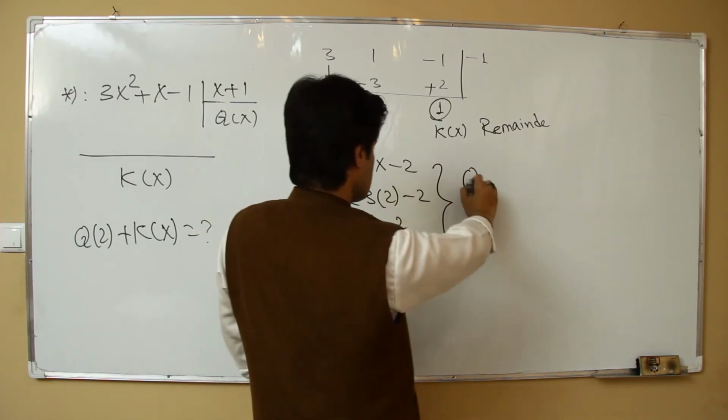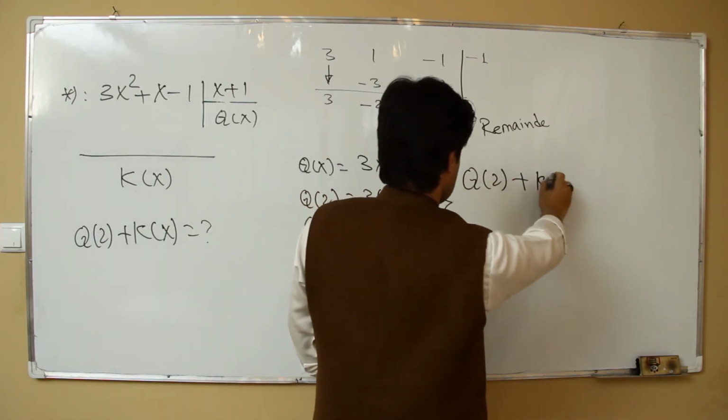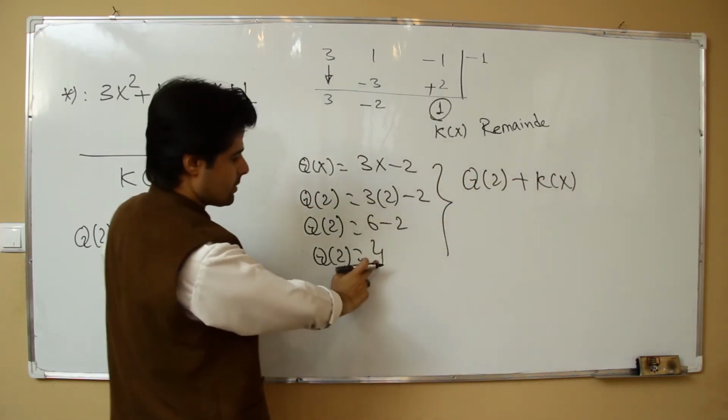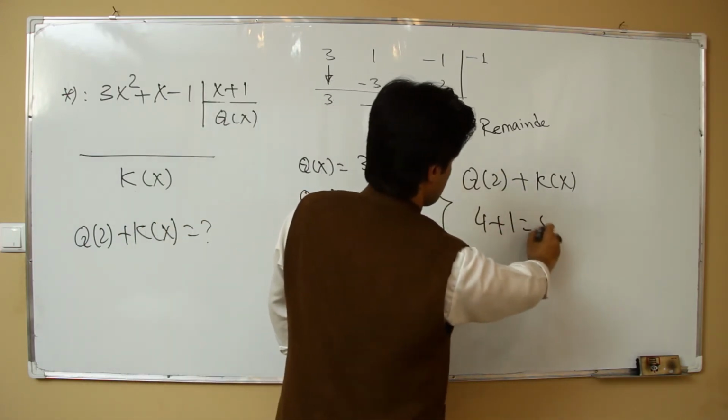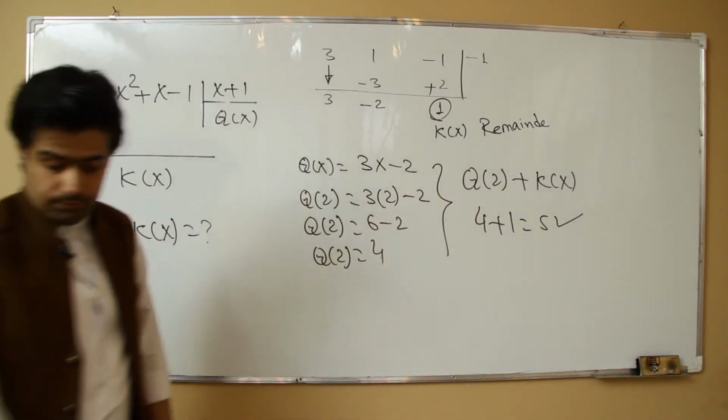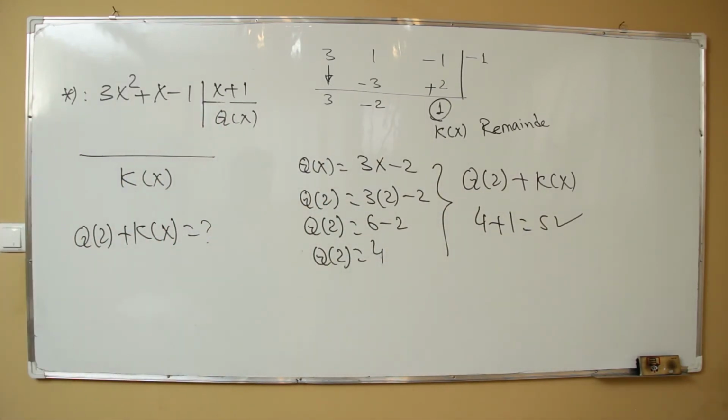Now what is the question? Q(2) plus k(x). What is q(2)? 4 plus what is k(x)? 1. 4 plus 1 is 5. I think you have got it. Write it please.